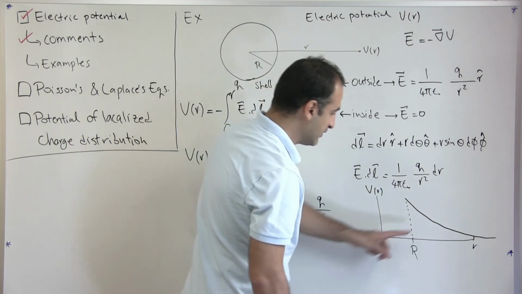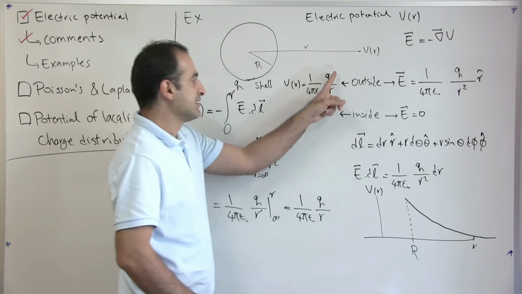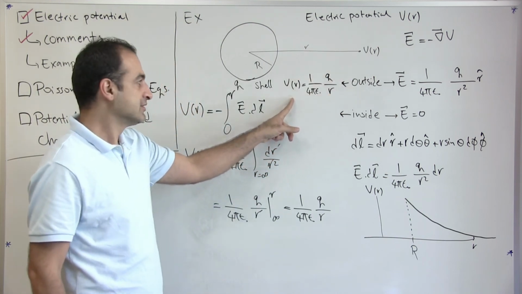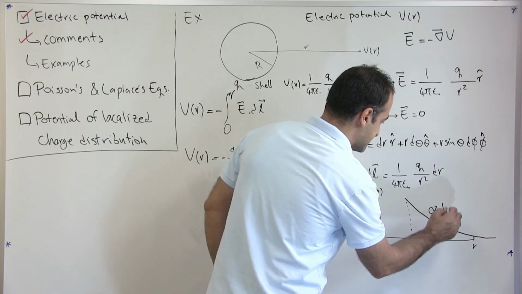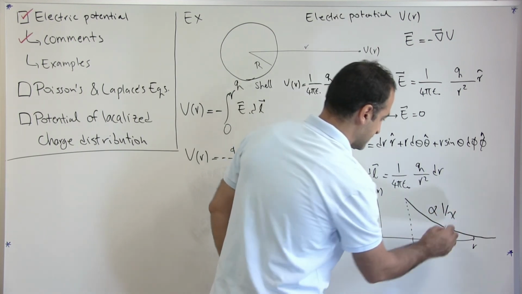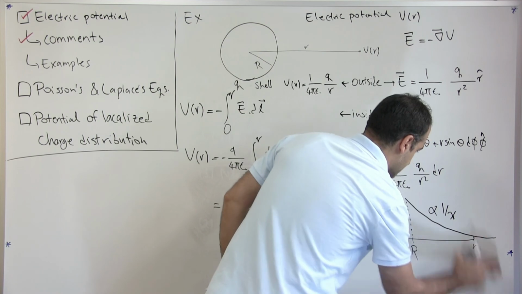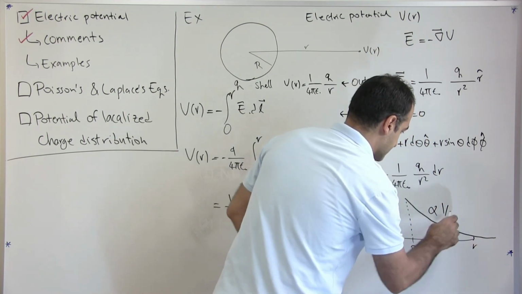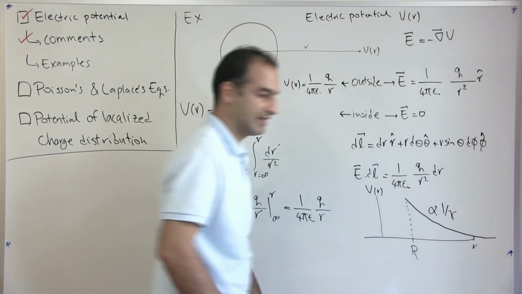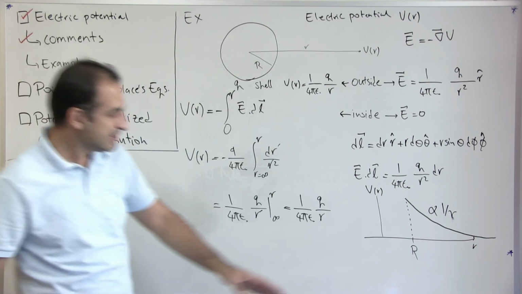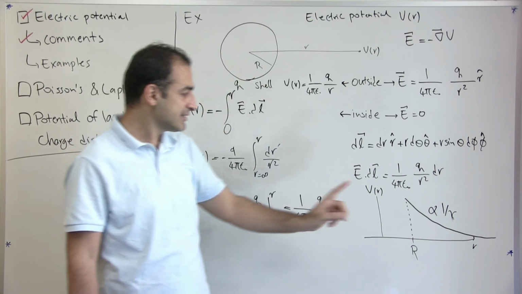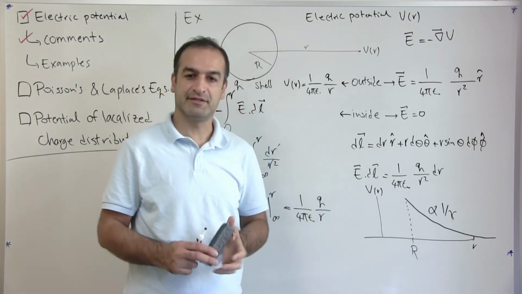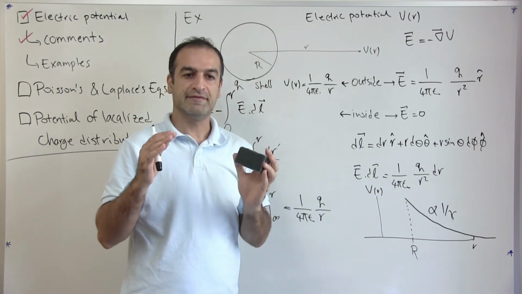The way it increases is defined by this function. So it's inverse of R, so it increases exactly with the same behavior as the 1 over x function. Or I better say 1 over R because that's what we have on the x-axis. So this is how electric potential increases. Now we get right here to the surface of the sphere.